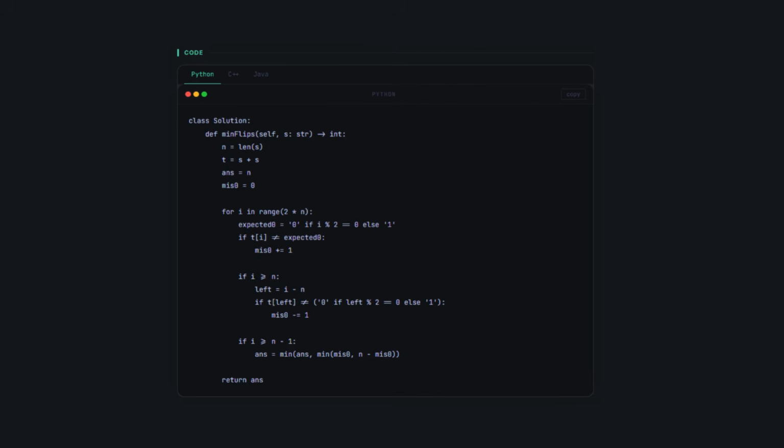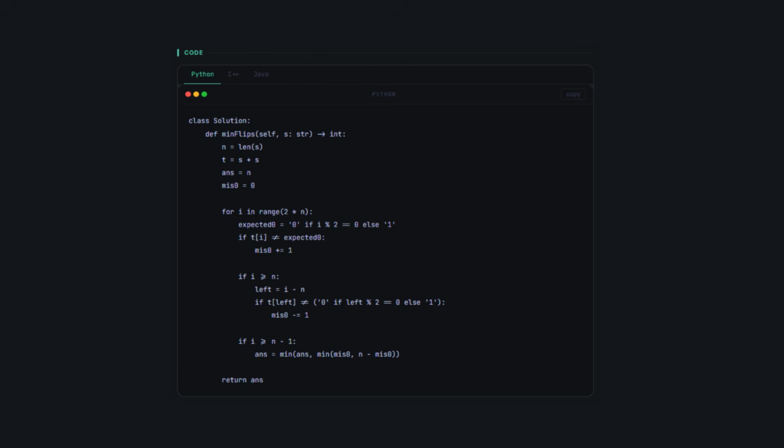Now that the idea is clear, let's talk about how we implement this in code. First, we compute the length of the string. Then we create the duplicated string by concatenating the string with itself. This allows us to simulate all possible rotations. Next, we maintain a mismatch counter for the alternating pattern that starts with 0. As we scan through the duplicated string, we determine what character we expect at each position according to that pattern. If the actual character does not match the expected one, we increase the mismatch count.